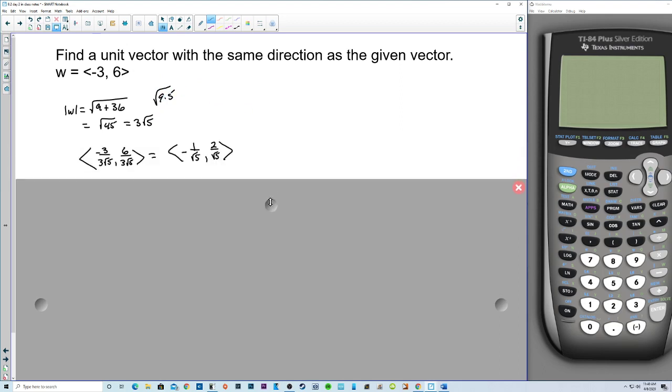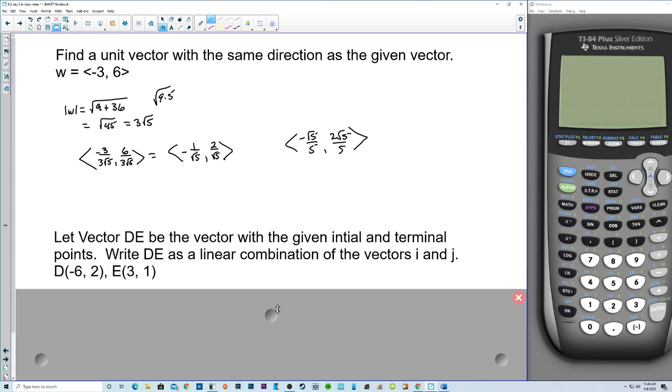And then divide each component by the magnitude. And we do a little simplifying now. If this happened to be a multiple choice on the test, you might have to know that it's negative square root of 5 over 5 and 2 square root of 5 over 5. You know, if we have to rationalize the denominator.